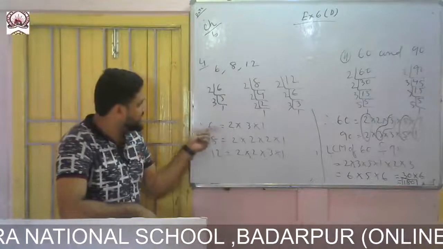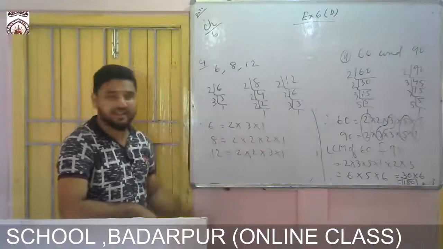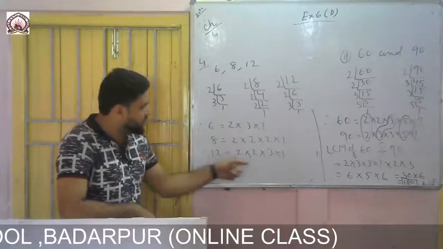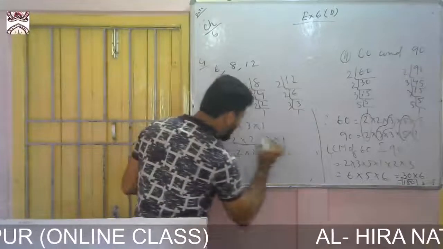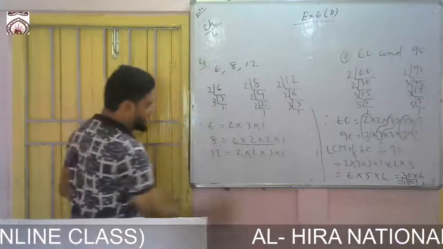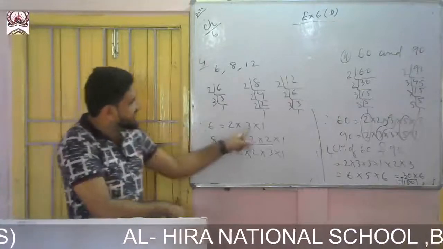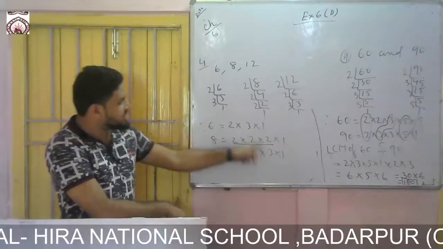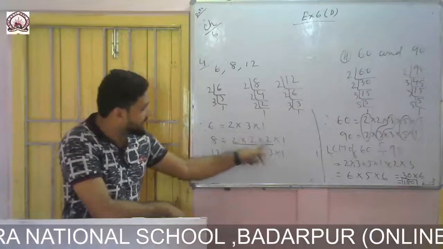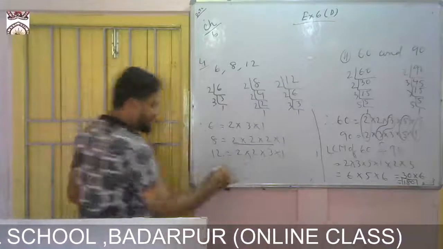You see, in 6 no one is repeating, in 8 2 is repeating 3 times, and in 12 2 is repeating 2 times. So the highest one is here. Okay, so this one I shall write. Then 3, is there any repeating? No, 3 is not repeating. So 3 is repeating 1 time. So I shall take 3. Okay, so write LCM.